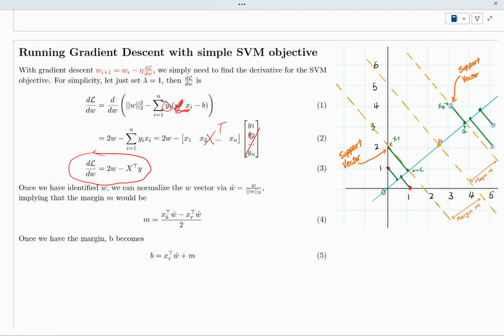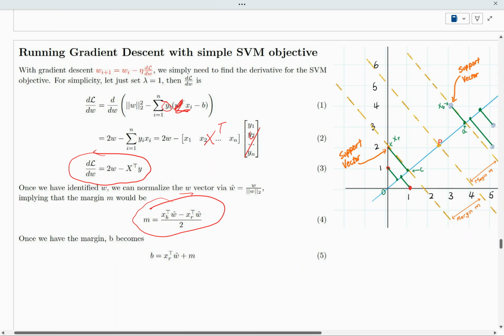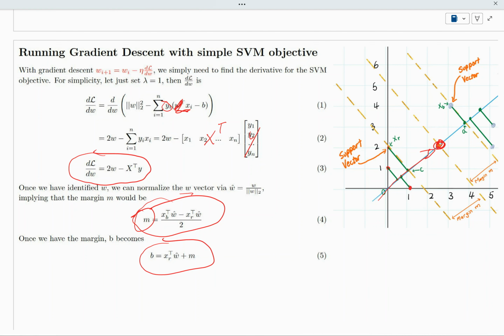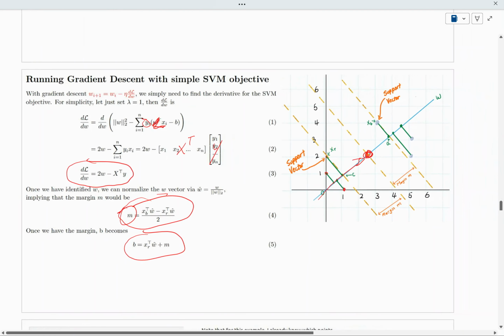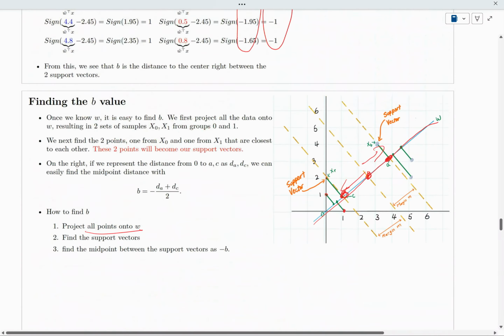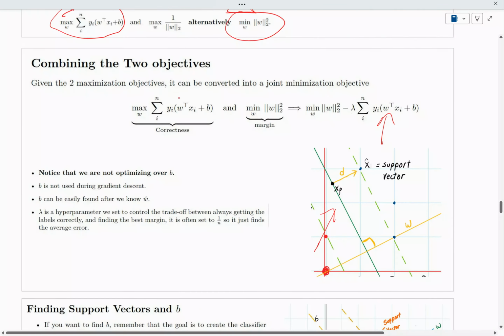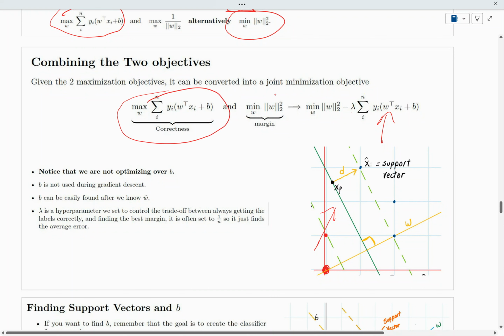Now, once you have the derivative, you can normalize w and project all your x's onto w. That's how you find a margin. You find a margin, you find a point in the middle, that's b, and the problem is then solved. So that's the general idea of SVM, where you have an equation in which you're trying to maximize the correctness of your labels, while also maximizing the margin, which is minimizing the inverse of the margin.